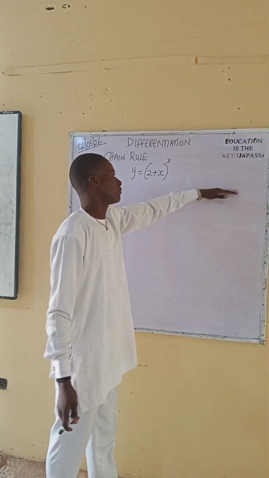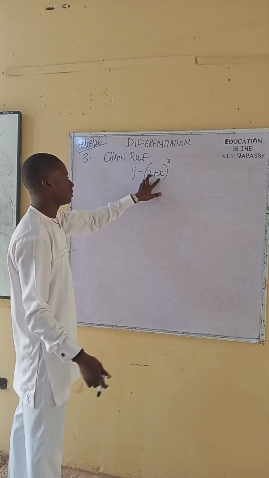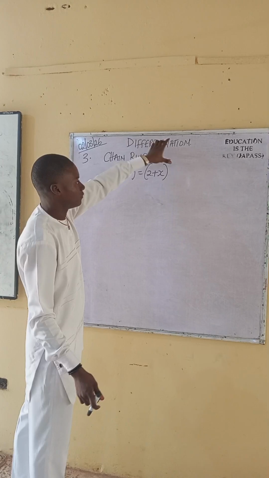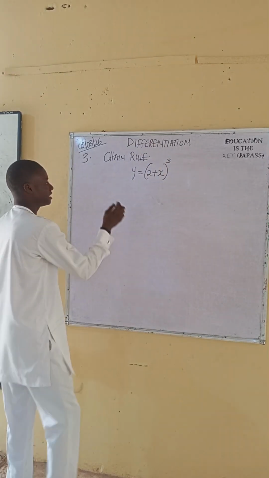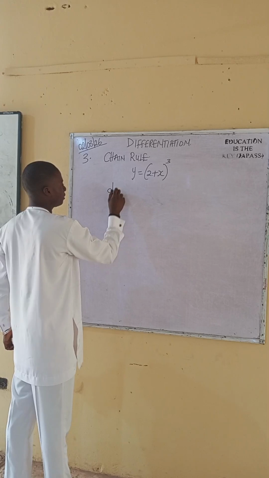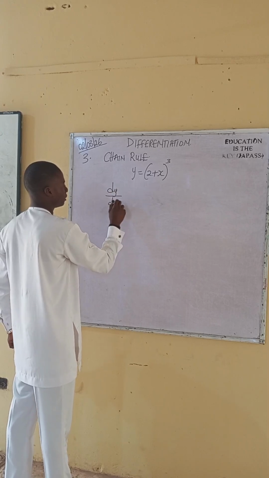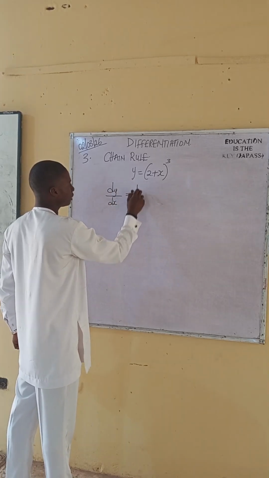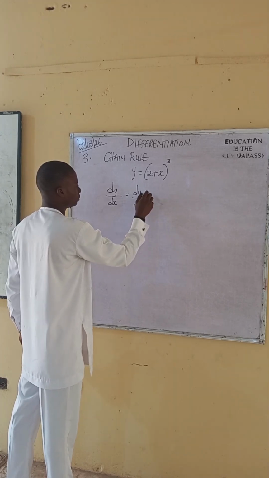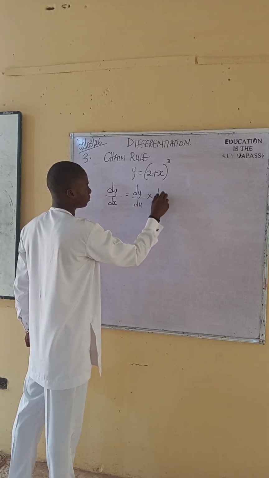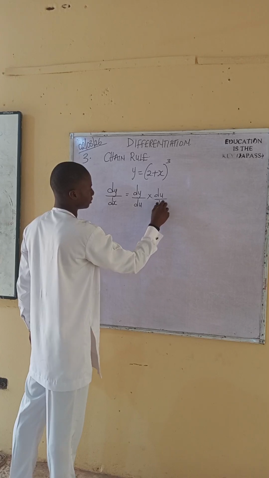We get a function of a function. So this is a function, and this function raised to the power of 3 is another function. So you understand? That's the formula: dy over dx equals dy over du times du over dx.